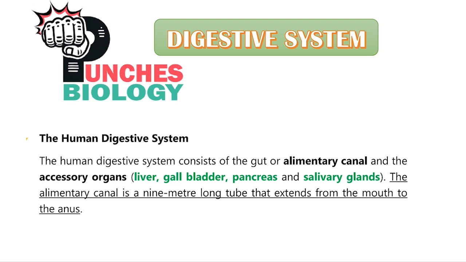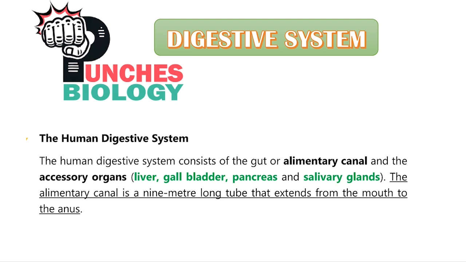It's therefore important to differentiate the digestive system from the alimentary canal. The alimentary canal is part of the digestive system. The alimentary canal is a tube running from the mouth to the anus. The liver, the gallbladder, pancreas, and salivary glands are not part of the alimentary canal, but they are part of the digestive system. They are accessory organs of the digestive system.